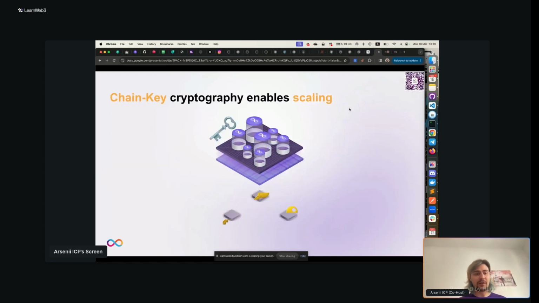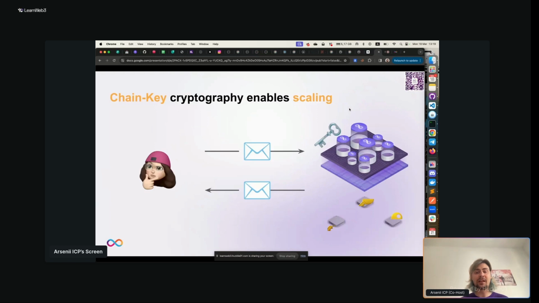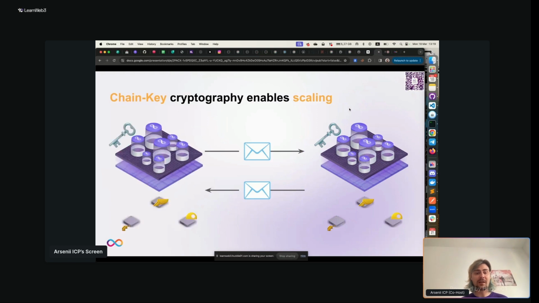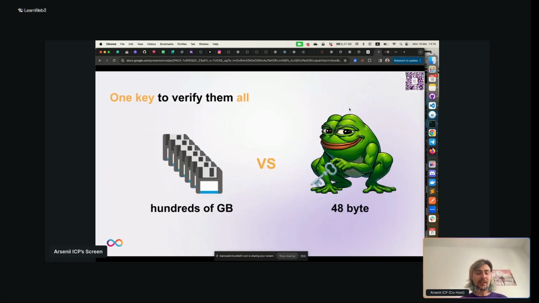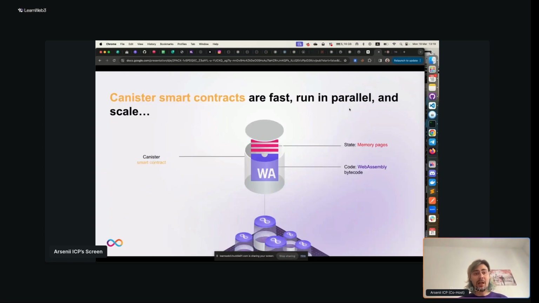We have the concept of chain key, which allows us to organize cryptographically encrypted scaling and communication between users in our blockchain and between subnets. As in usual blockchains, your key is a key to all the information related to your identity.